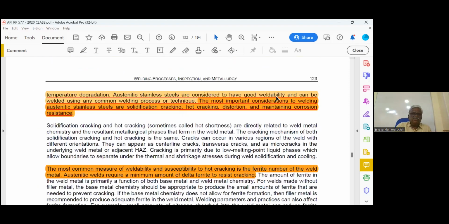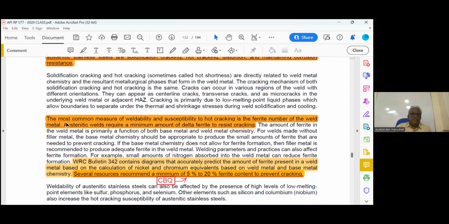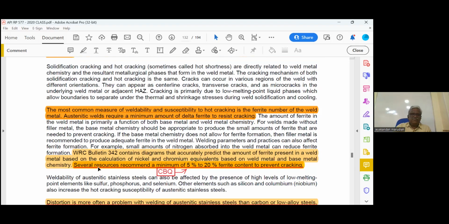Then stainless steel, page number 123, the second line. The most important considerations in welding austenitic stainless are solidification cracking, hot cracking, distortion, and maintaining corrosion resistance. Highlight that one. And this one, the third paragraph. The most common measure of weldability and susceptibility to hot cracking is the ferrite number of weld metal. And same paragraph, last line, several sources recommend 5 to 20% ferrite content to prevent cracking. That is closed book question.